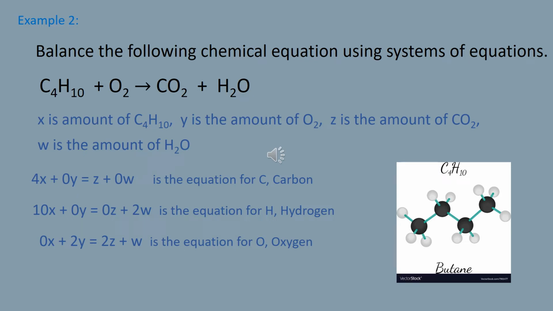The second equation is for hydrogen, and it should be 10x plus 0y equals 0z plus 2w. There's 10 hydrogen in the first molecule, no hydrogen in the second, no hydrogen in the third, and 2 hydrogen atoms in the fourth molecule. The third equation will be for oxygen, 0x plus 2y equals 2z plus 1w. There's no oxygen in the first molecule, 2 oxygen in the second, 2 oxygen in the third, and 1 oxygen in the fourth.